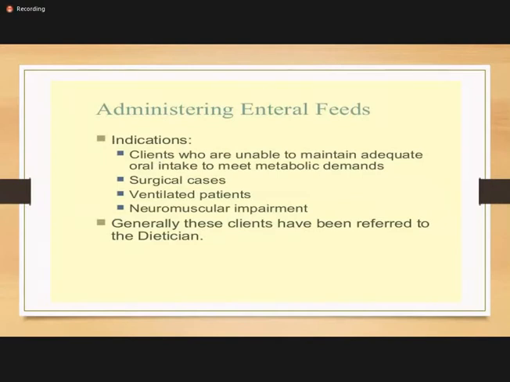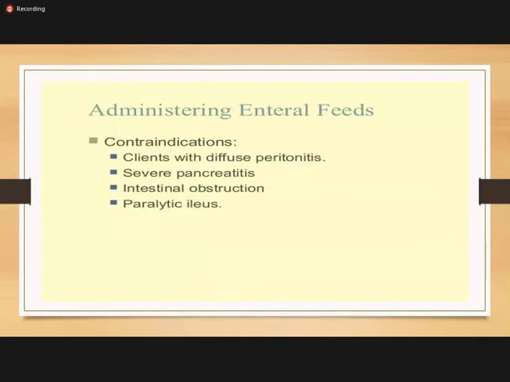Administration of enteral feeds. Indications. What are the indications? Those who are unable to maintain adequate oral intake, which I told you, to meet metabolic demand, surgical cases, if a patient has surgery, if a patient is in the ICU, ventilated patient, and neuromuscular impairment. These clients have been referred to the dietitian. And the contraindications are patients with diffuse peritonitis, severe pancreatitis, intestinal obstruction, and paralytic ileus.